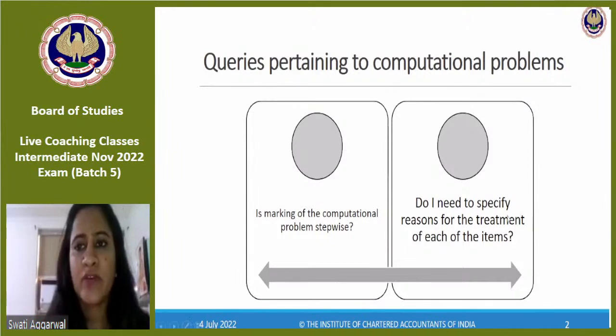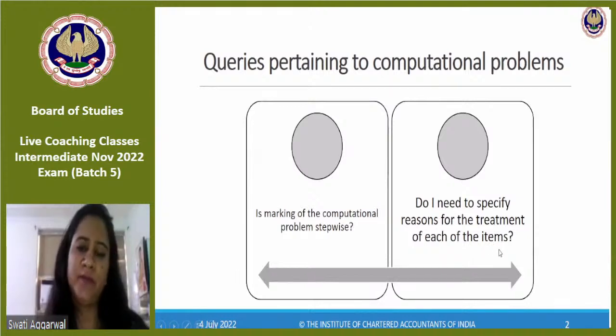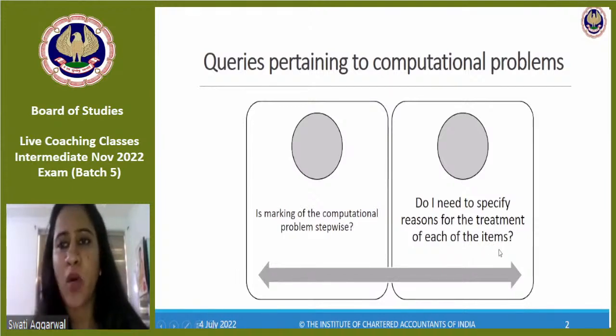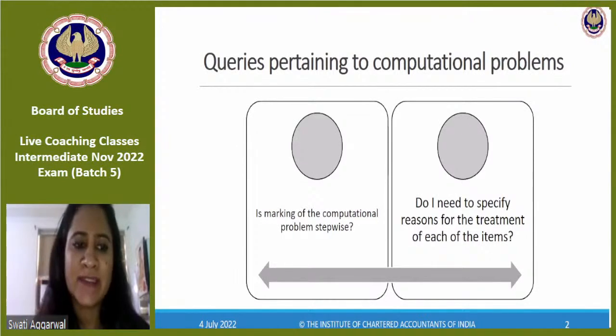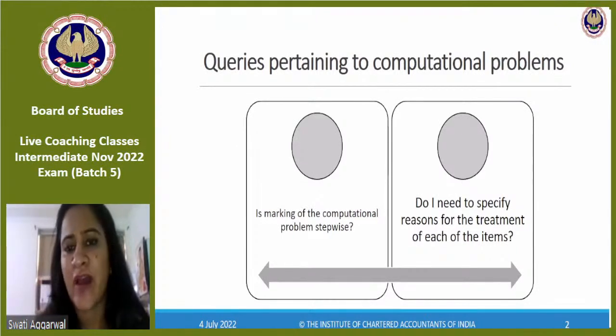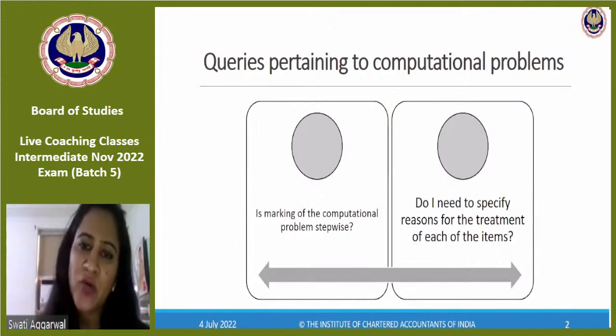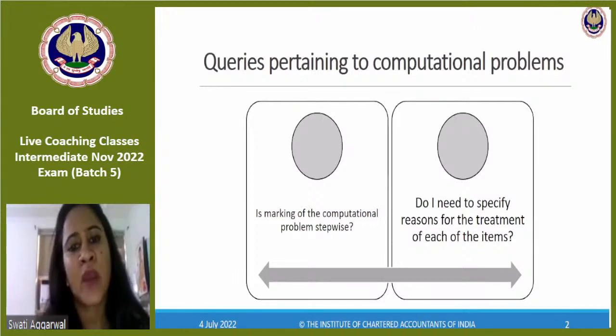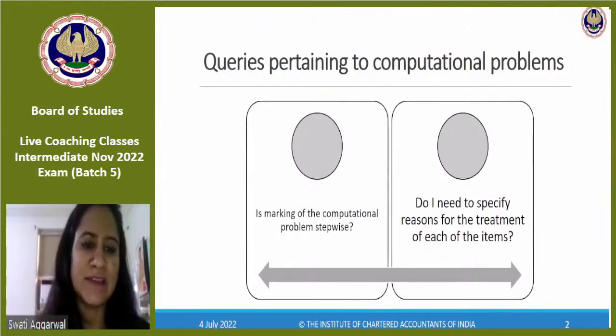Then another query which we receive is, do I need to specify reasons for the treatment of each of the items? This question is very important, because in examination we find that students generally commit the mistake of just adding or subtracting the items. They just do the treatment for the particular item while arriving at the solution, but they do not support their answers with proper reasoning. They don't give reasons.